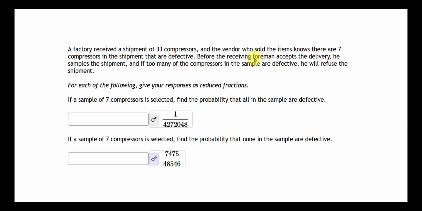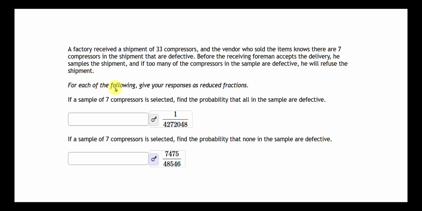Hello everyone. In this video, we are going to take a look at the problem of probability using a combination formula. A factory received a shipment of 33 compressors, and the vendor who sold the items knows there are 7 compressors in the shipment that are defective. Before the receiving foreman accepts the delivery, he samples the shipments. And if too many of the compressors in the samples are defective, he will refuse the shipment.